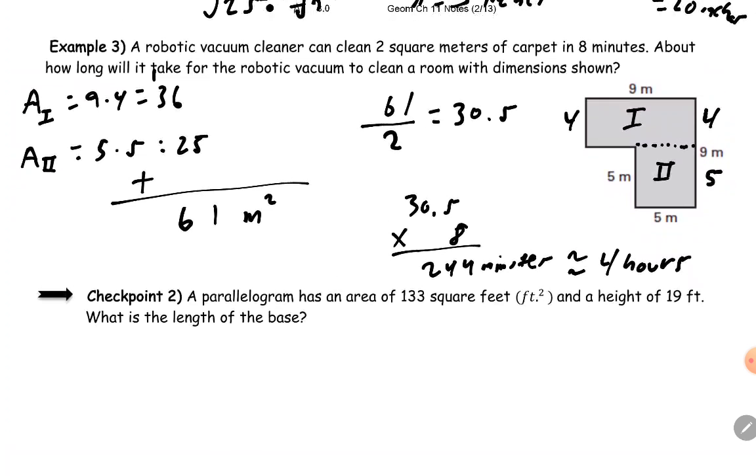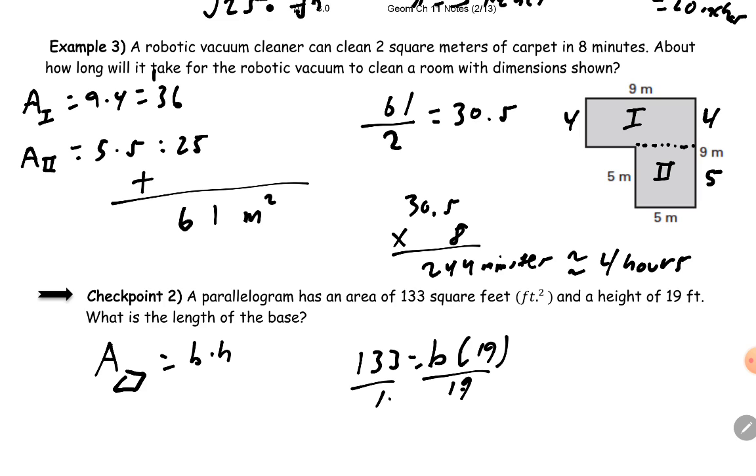A parallelogram has an area of 133 square feet and a height of 19 feet. What is the length of the base? Alright, so remember, area of a parallelogram is equal to base times height. And they tell us that the area is 133. And we're looking for the base, and the height is 19. So we have 19b equals 133. Divide both sides by 19 to get b equals 7 feet.